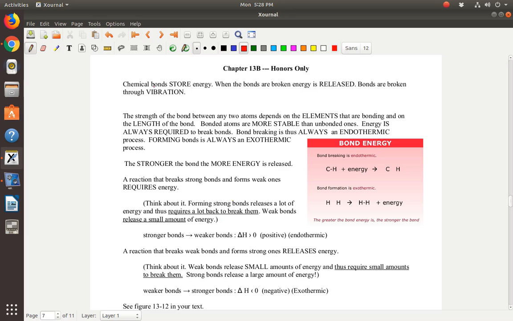So chemical bonds store energy. We know that's true because when we eat food, we eat it so we can have that energy. And when the bonds are broken, that stored up energy gets released. Bonds are broken through vibration. The strength of a bond between two atoms depends on the elements that are bonding and on the length of the bond. And bonded atoms are more stable than unbonded atoms.